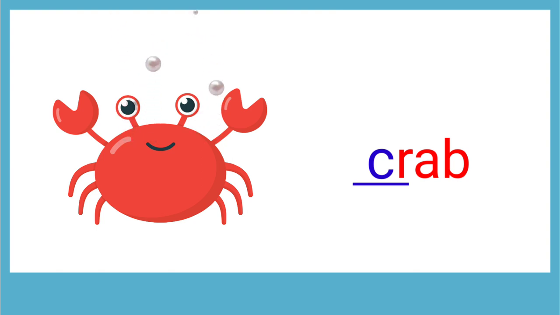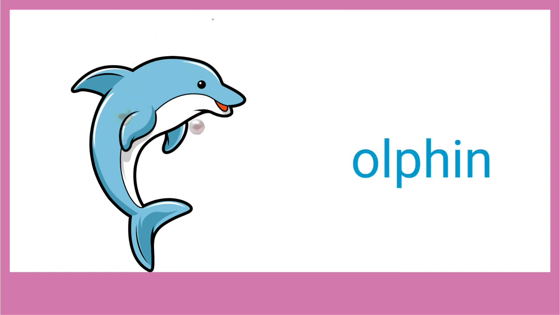What is this animal? Crab. And what letter does it start with? C. You're correct. And what is this one? Dolphin. And what letter does it start with? D. You got it right.